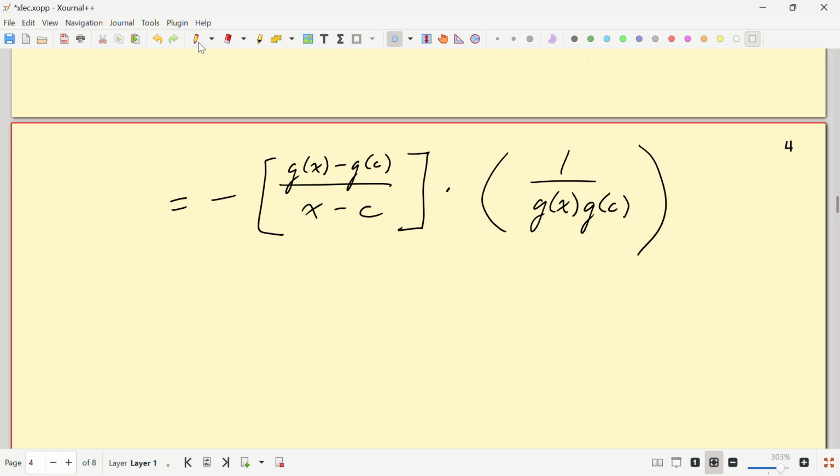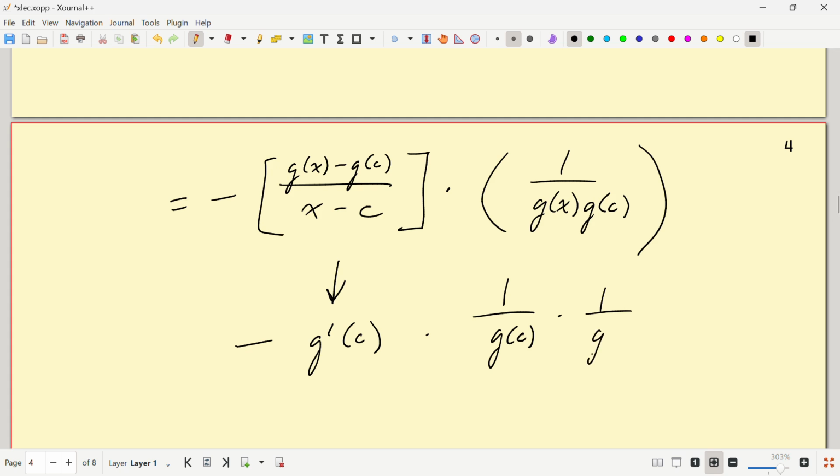We know that this tends to minus g prime of c. And we know that 1 over g of x, since g of c is not equal to 0, tends to 1 over g of c. And that's what I said we needed when we showed that if something is in the denominator and tends to a non-zero value, the limit of the inverse is the inverse of the limit. Anyway, that's not a big deal.